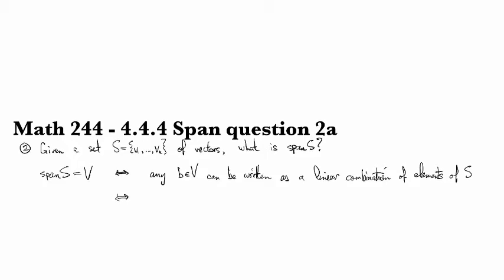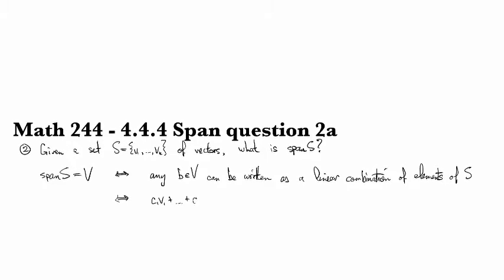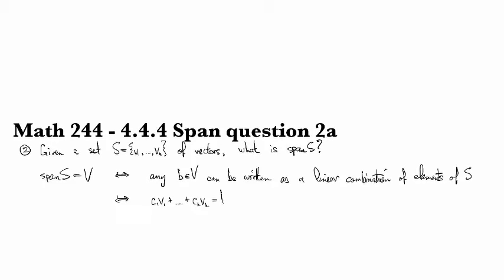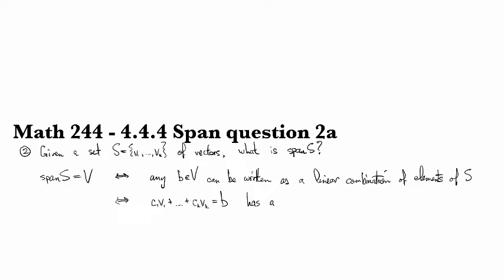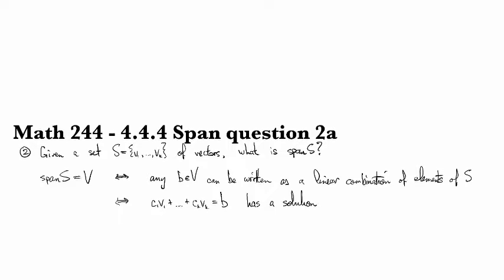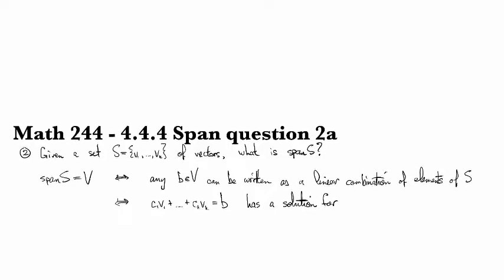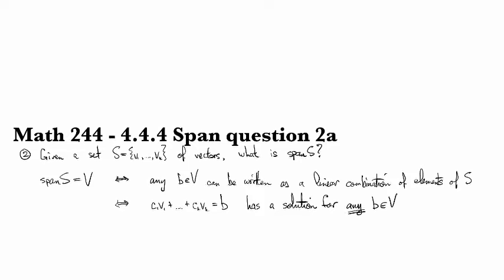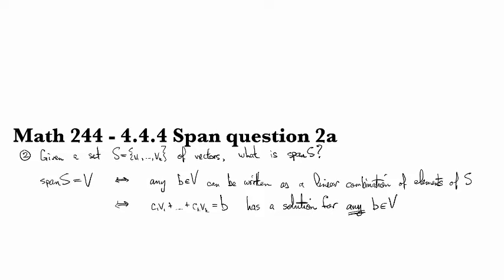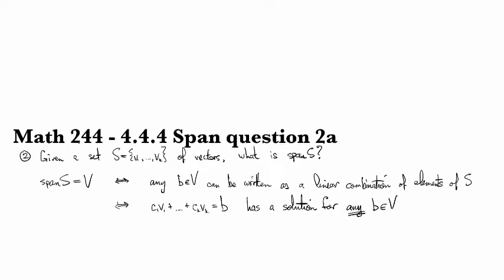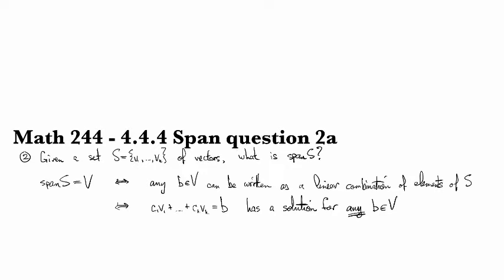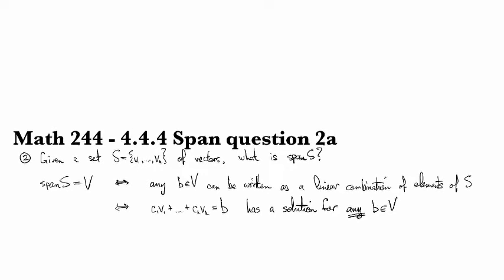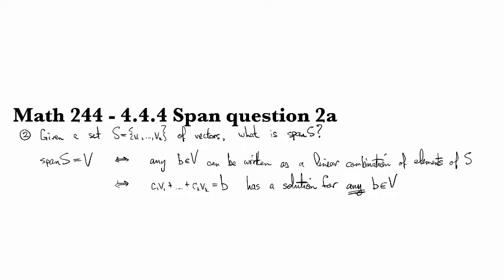And that means that an equation like c1 v1 plus and so on up to ck vk equals B can always be solved, or in other words, that it has a solution for any vector B. So earlier we were looking at a particular given B. Now we're like, well, can you solve this for any B? So sometimes you can, sometimes you can't.